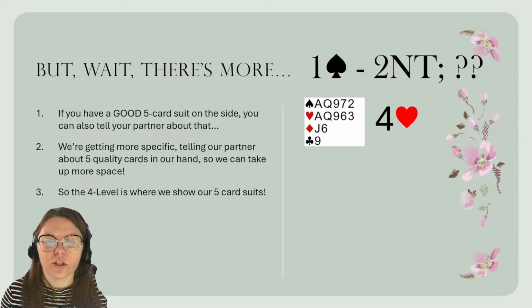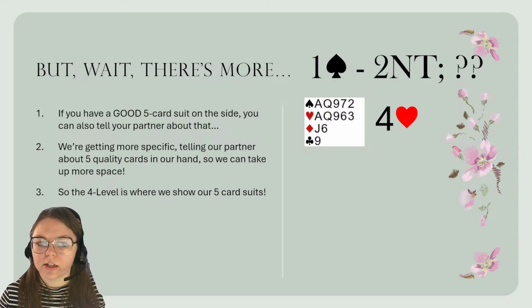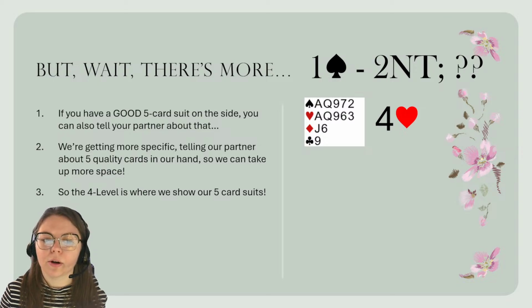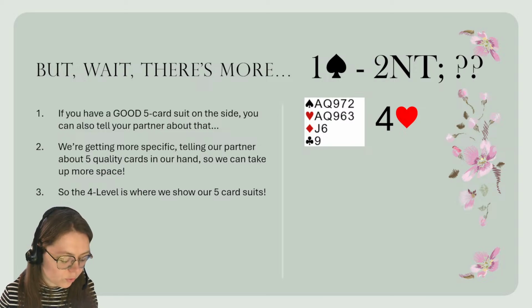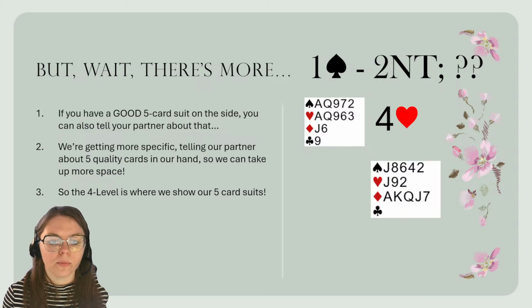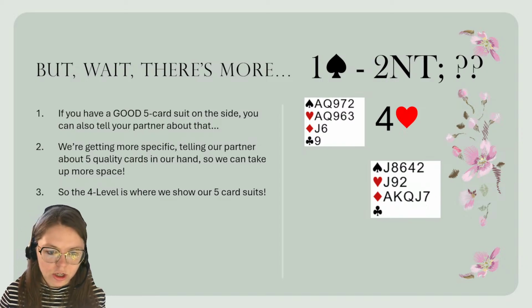So 1 spade, 2 no, and then I could show a singleton club, but I think that telling my partner about my 5 hearts would probably be more helpful. So I would bid 4 hearts with this one. This one, my spades are garbage.